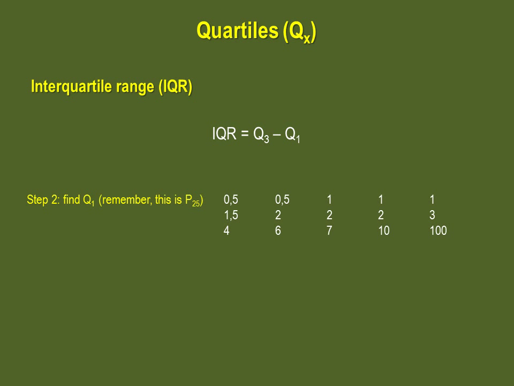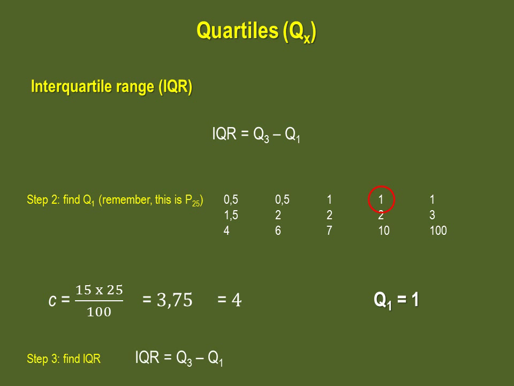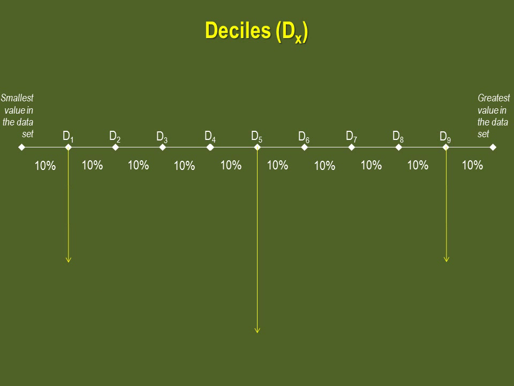And then we do the same thing to find percentile 25, which is quartile 1. And we are looking for the value at the 4th rank, which is 1. Then to find the interquartile range, we do quartile 3 minus quartile 1, which is 6 minus 1. Our IQR is 5. We can also use deciles, which separate your data sets in 10 equal parts like this. Note that D1 is equal to the 10th percentile, D9 is equal to the 90th percentile, and D5 is equal to your 50th percentile, and that is also the median.